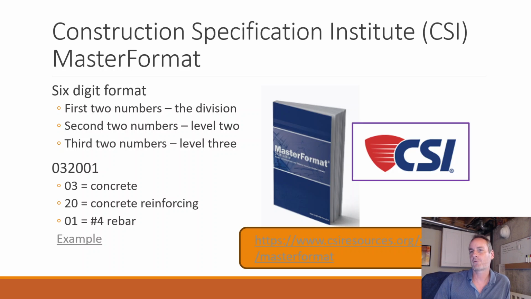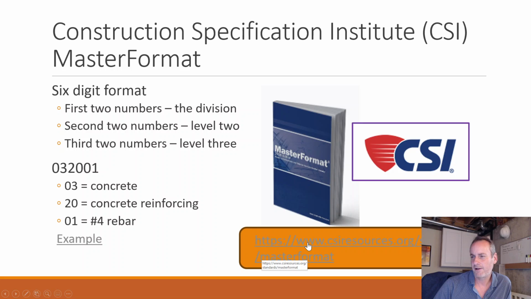As far as numbering within the MasterFormat, it's a 6-digit format type of number or coding for everything. The first 2 numbers are that division, like 03 is concrete. The second 2 numbers are the level, so this would be like 20, and 20 in this example here is concrete reinforcing. And the last 2 numbers, or the third set of 2, is the third level. So within concrete, maybe we're going to be talking about rebar.